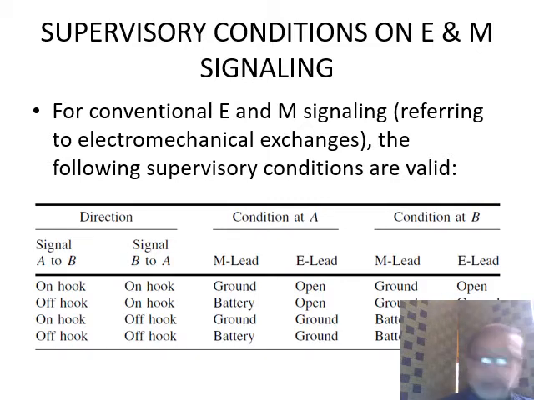So in the second row, this on hook would be decided by a ground on the M lead and also ground on the E lead. You can see this particular table on page number 113.